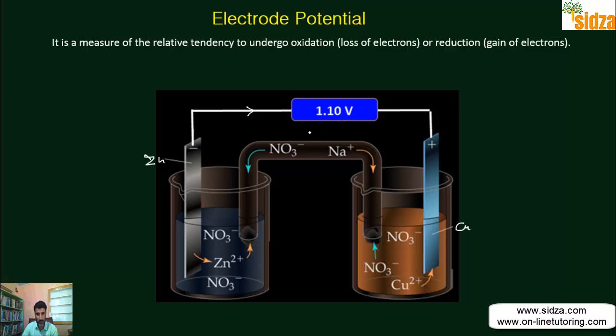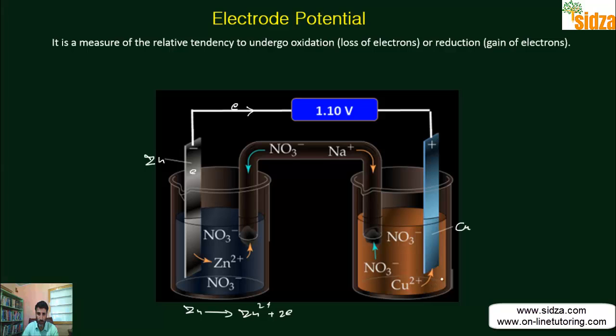And in this system, you can see when the electrons flow from the zinc towards the copper, that means the zinc undergoes oxidation and the copper undergoes reduction. So zinc loses electrons. Actually, the zinc metal dissolves into zinc ions, it dissociates into zinc ions, and those ions go into the solution, and the electrons start flowing through this wire towards the copper electrode.